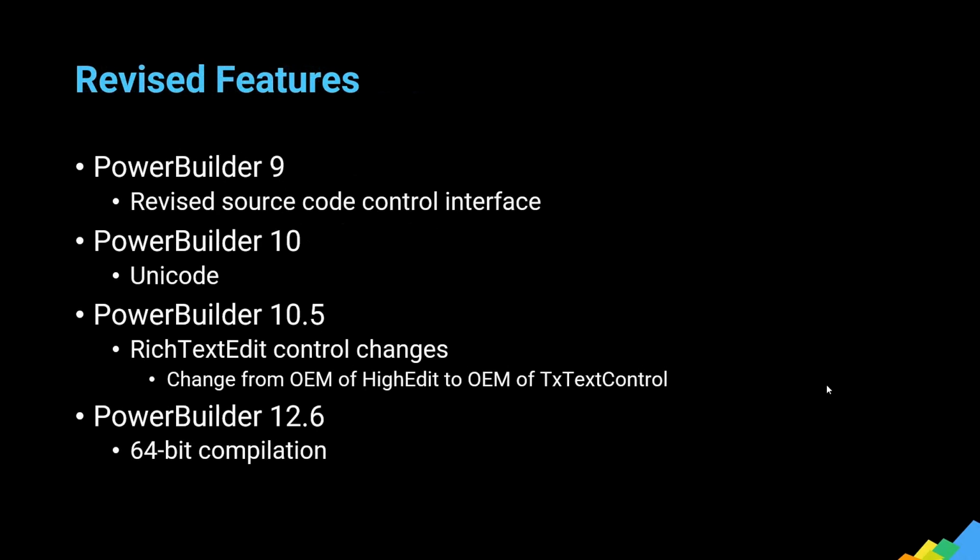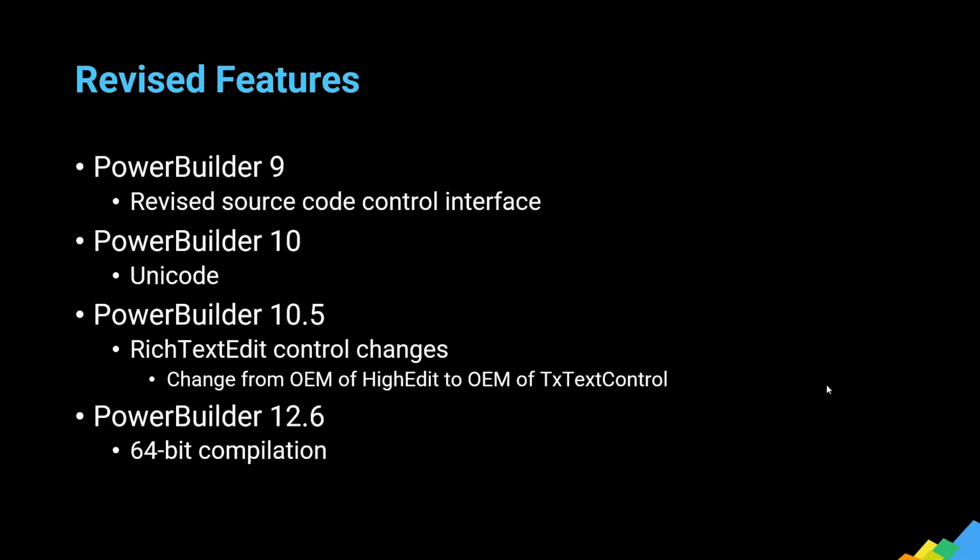Now we're going to talk about revised features. So in PowerBuilder 9, they revised the way the source control interface operated. Before that, you used a specific driver for each vendor. So for Merant PVCS, there was a driver for that. There was a driver for a number of other products, which means you could only use those products. You couldn't use anything that there wasn't a specific driver for.